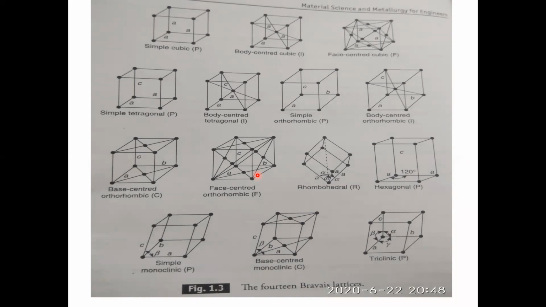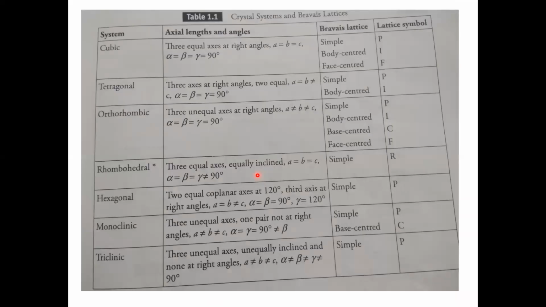So in that, a is not equal to b, not equal to c, and alpha, beta, gamma is what? 90 degree. Okay. Then the fourth one is what? Rhombohedral. So rhombohedral means what? a is equal to b is equal to c, and alpha is equal to beta is equal to gamma, which is not equal to 90 degree.